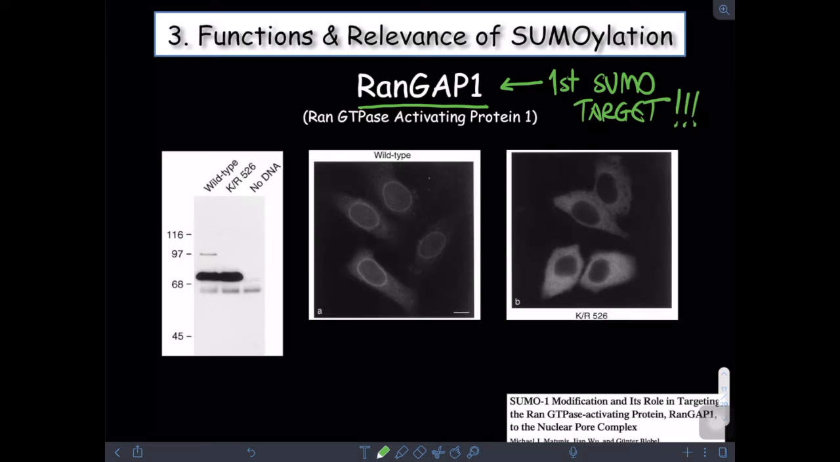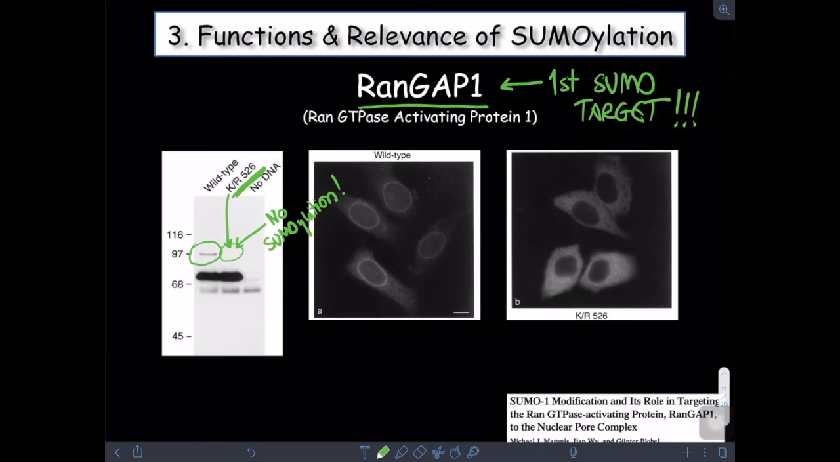For this target protein, RAN-GAP1, the initial studies looking at SUMOylation were able to determine that the residue in RAN-GAP1 that was targeted for SUMOylation was lysine 526, and mutating that specific lysine residue into an arginine residue completely abolished the SUMOylation of the protein in both an in vitro system as well as in an in vivo system.